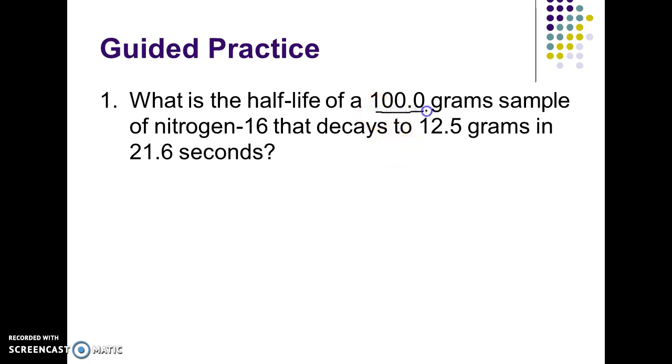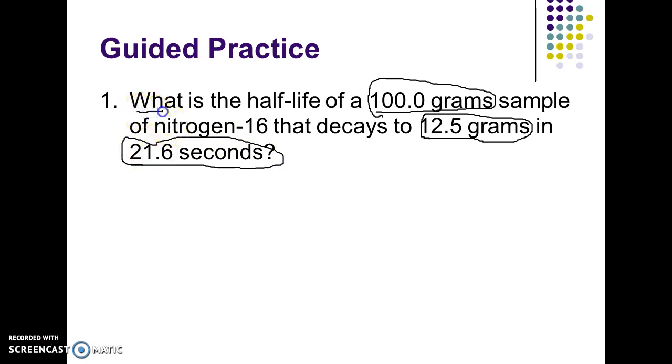I'm going to circle all of my important numbers. Here I see 100 grams, so I'm going to circle that number. I see nitrogen-16. Even though it's important to know what element or radioisotope we are working with, nitrogen-16 is not important to do the math behind this half-life problem, so I'm going to ignore it. The next number I see is 12.5 grams, which is a mass, so I'm going to circle it. And then the last number I see is 21.6 seconds, another important number.